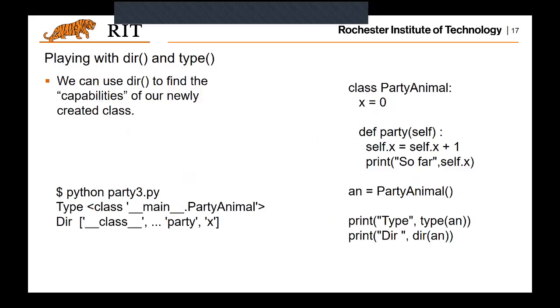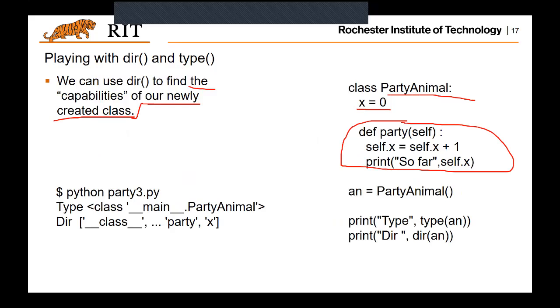Also, we can utilize the dir function to find the capability of your own class. Basically, these classes are created or defined by the programmer themselves instead of the built-in ones. For example, you have the party animal, you have one data X or attribute X initialized to be 0, and you have this function which is called party. And then you create an instance of the party animal class.